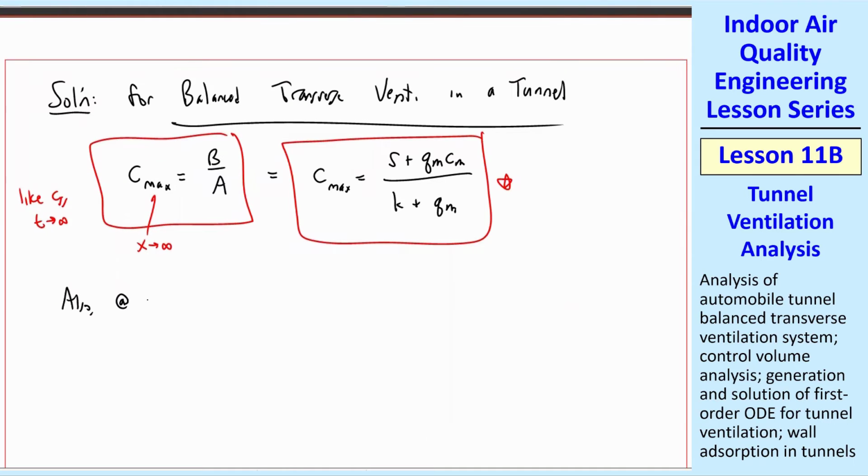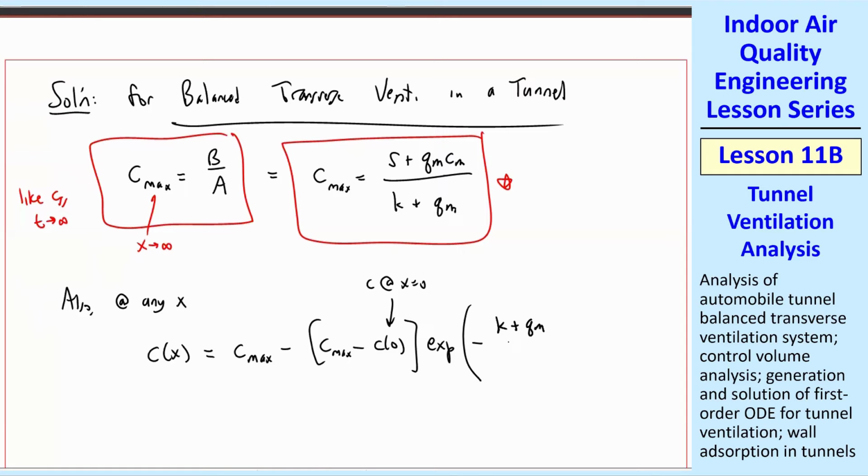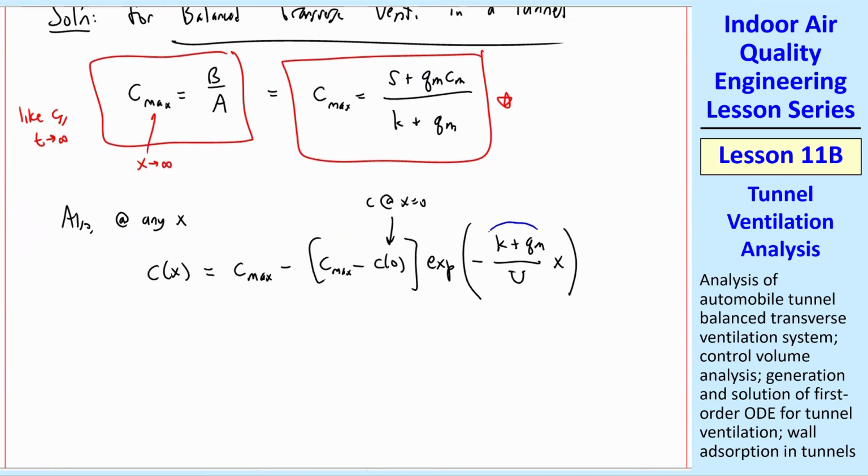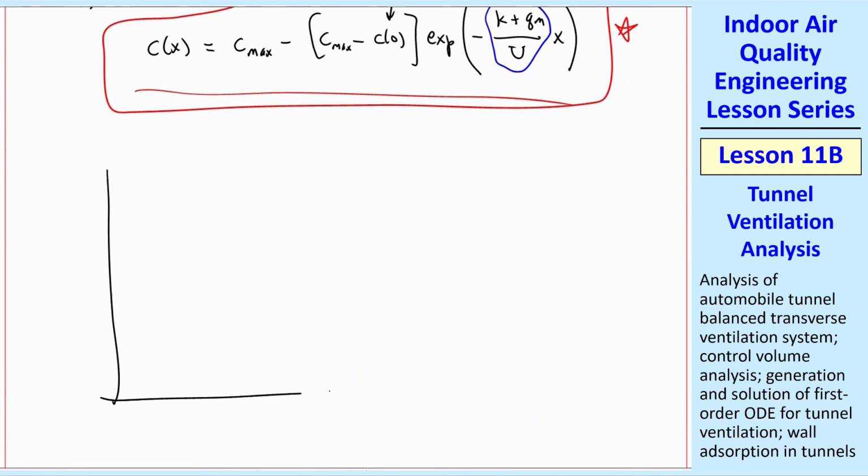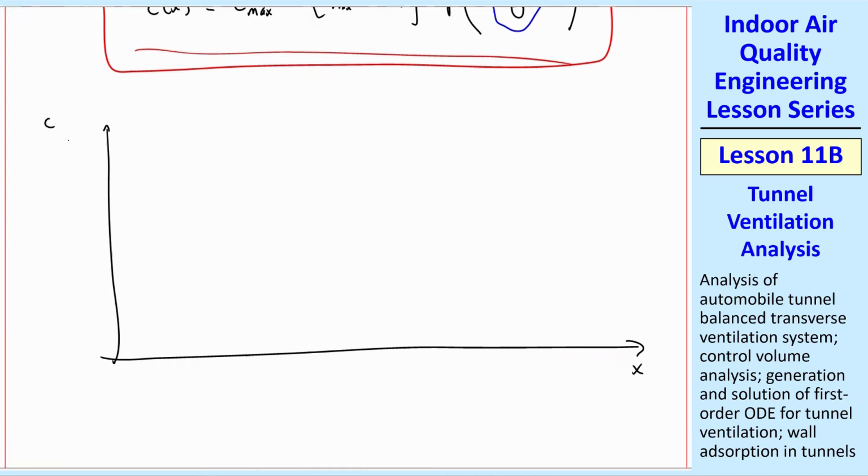And also at any x, remember we have that exponential function. We do the same equation, except now it's x instead of t. So C at any x is C max minus C naught, that's the value of C at x equals 0, times exp of negative (k plus qm over u) times x. Remember, we used to have negative At, now we have negative Ax, but it's the same equation we had before. So let's plot C mass concentration versus x.